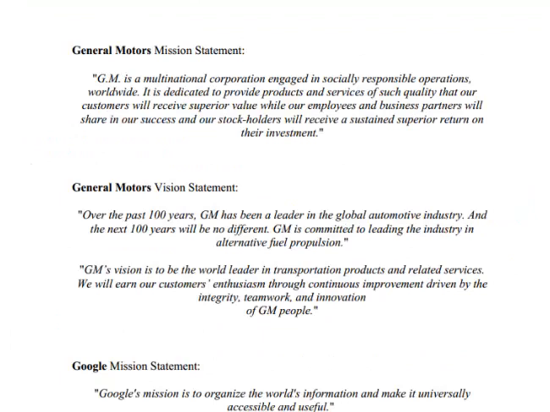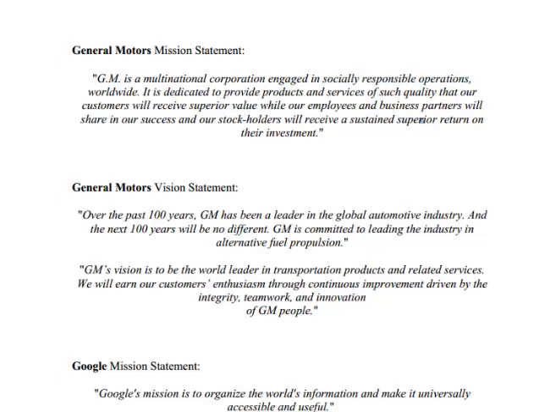Look at a company like General Motors. General Motors' mission, again, they build cars. Well, what do they say their mission statement is? We're looking for things that are market-oriented and technology-oriented, not just that we sell products. So what do they say? GM is a multinational corporation engaged in socially responsible operations. Important to put that into your mission statement, that you're trying to be responsible worldwide.